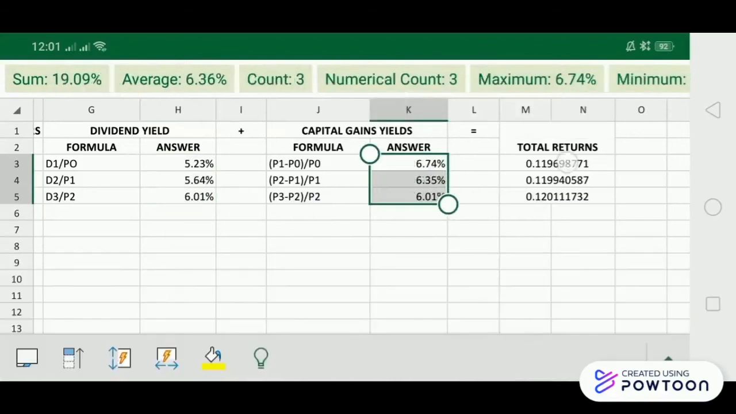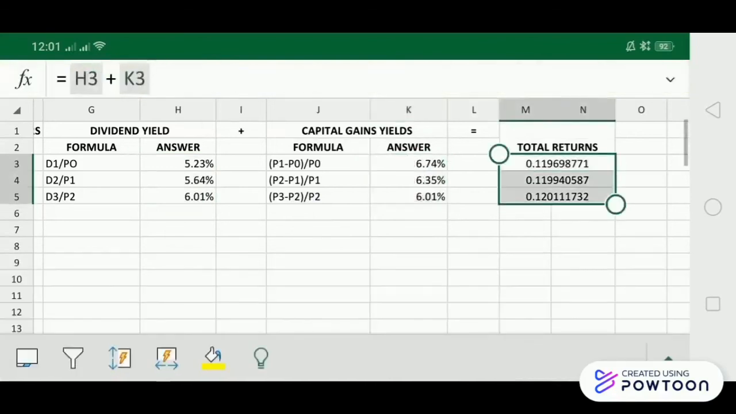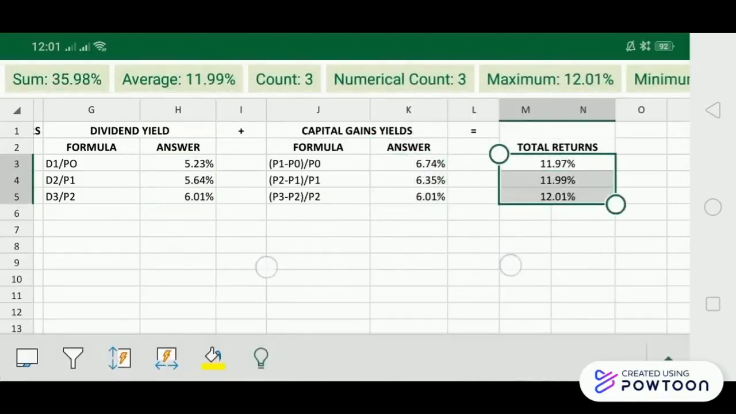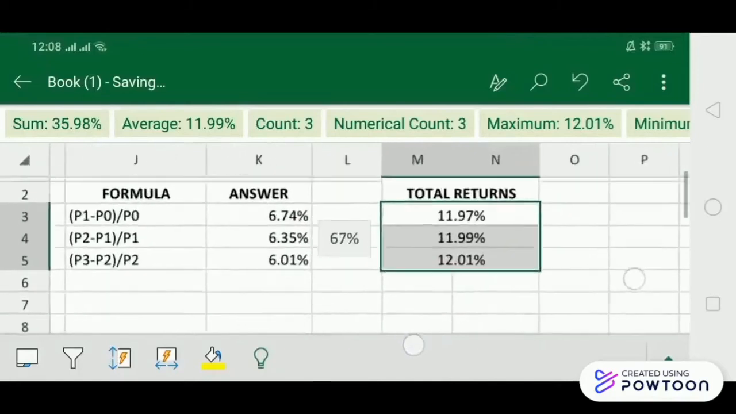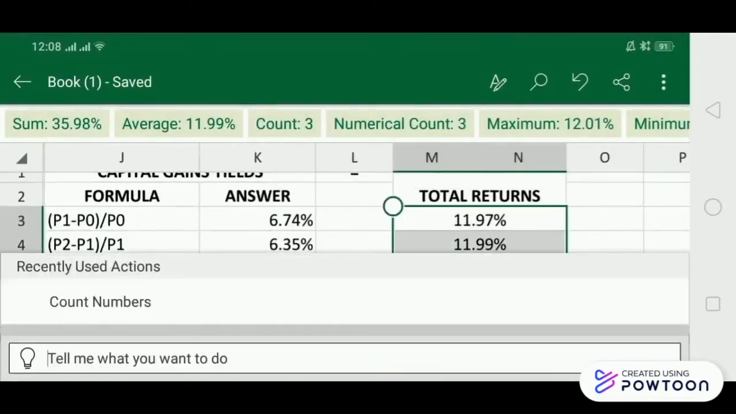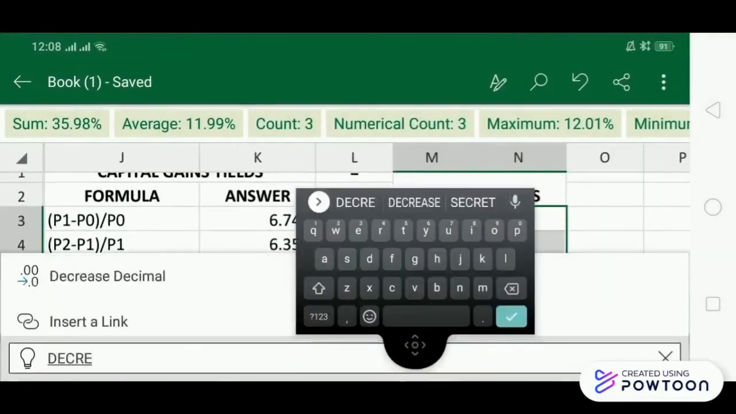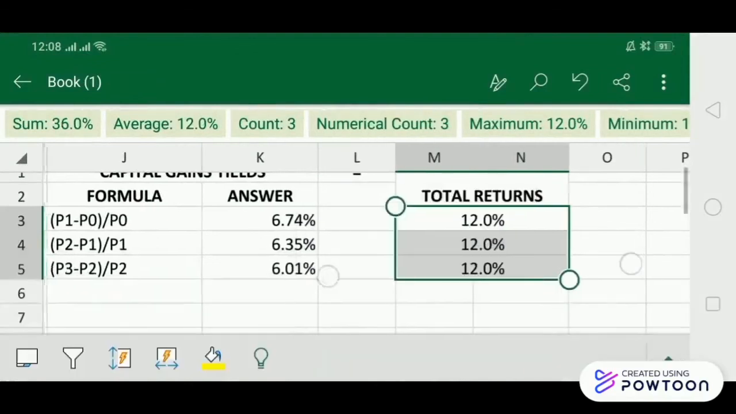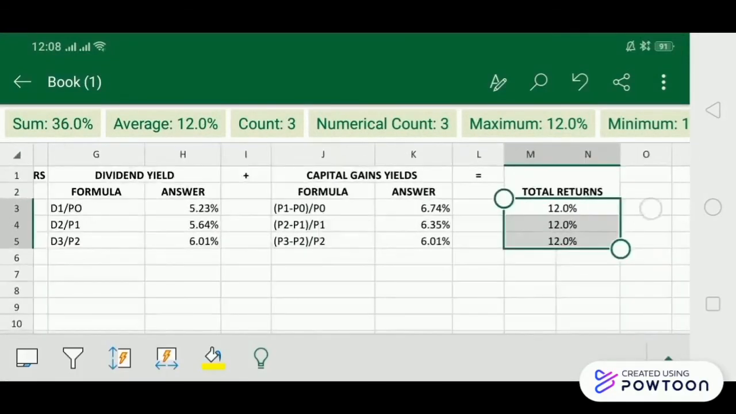That's it. Okay. Let's just decrease the decimal of the total returns per year to have an equal amount. And that's it. That is how to calculate dividend and capital gains yield.